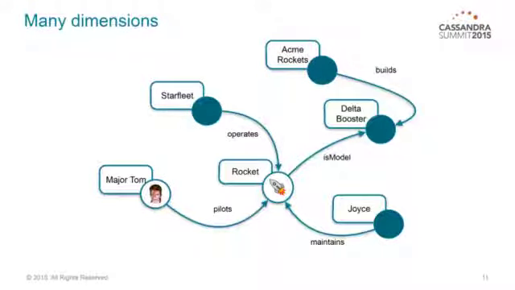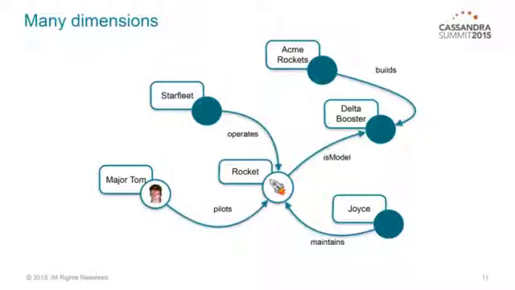As I mentioned, there's probably some organizational component, like who actually owns or operates this rocket. So Starfleet. Acme Rockets builds a particular type of rocket called the Delta Booster. So for that rocket, you can see there's an outbound edge. You'll notice a lot of times you label those edges with a verb. So that rocket is model Delta Booster. And then we have an engineer that maintains this rocket, Joyce.